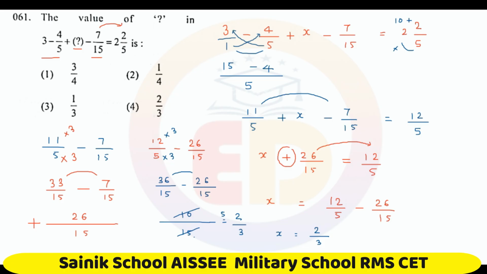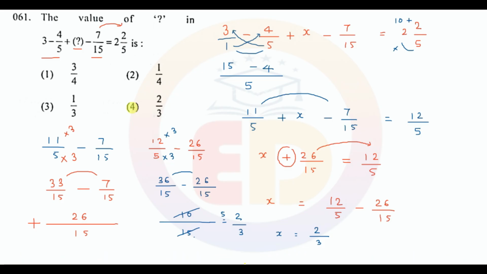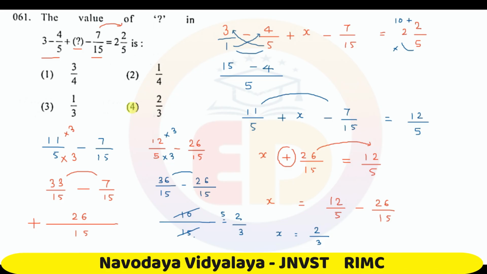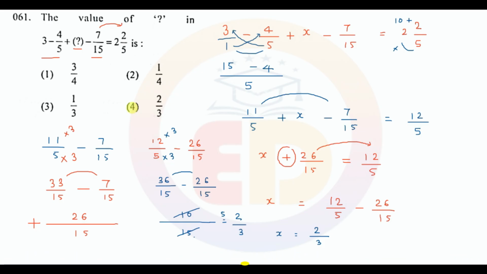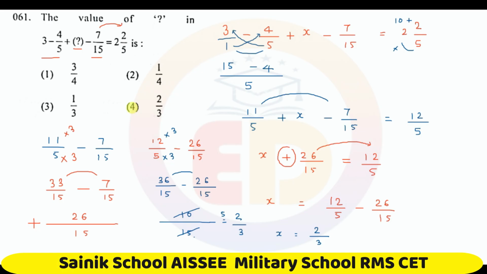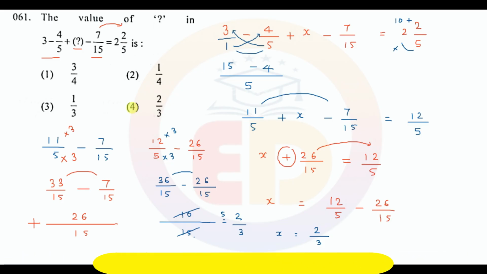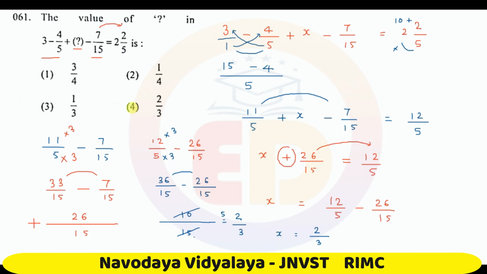Option number 4. Seemingly a very simple question. Another way of doing this is you could have converted all the denominators to 15, both left hand side and right hand side, and then could have solved the question. Many ways of doing it, but the question is easy. Answer is option 4. Needless to say, we have done such questions in the class.